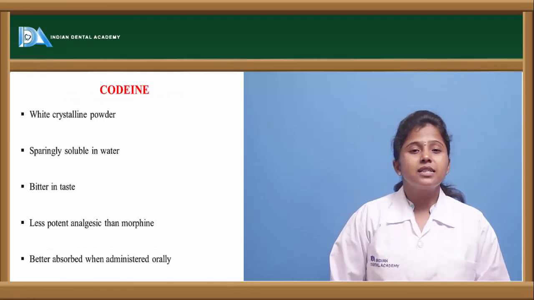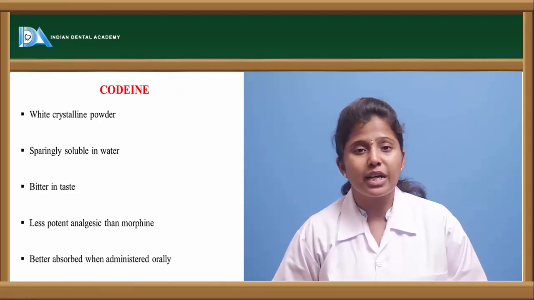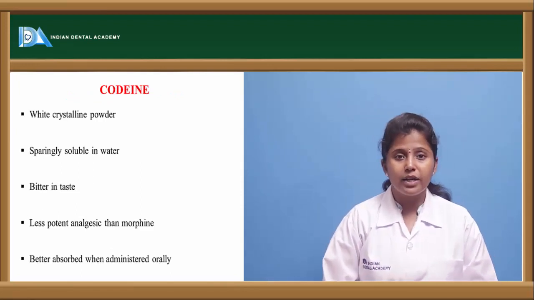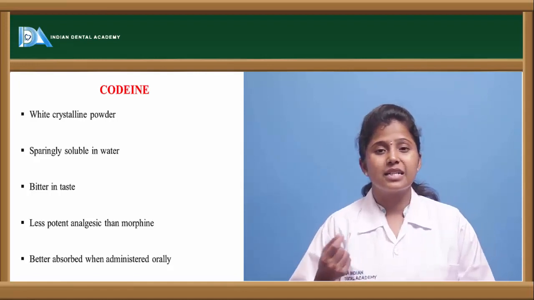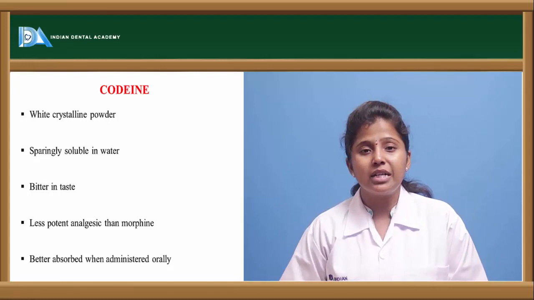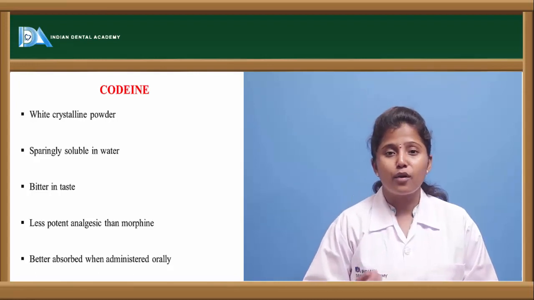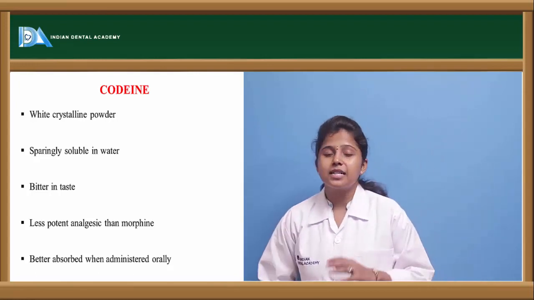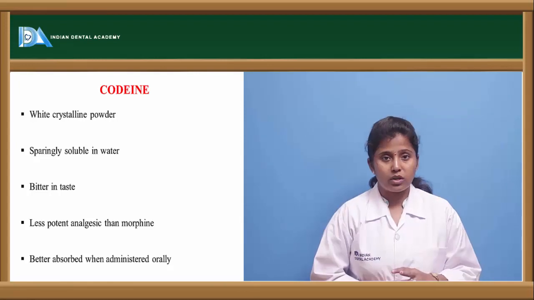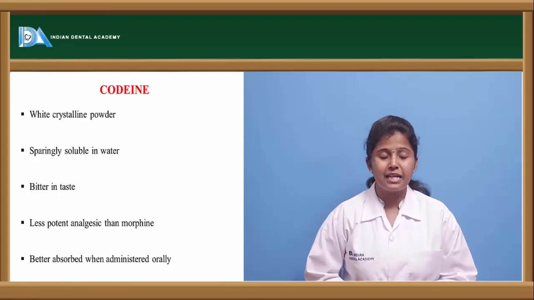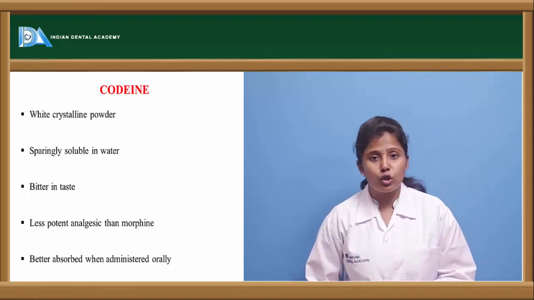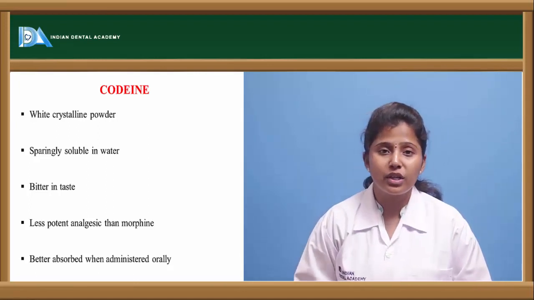The other drug is codeine. Codeine is also a naturally occurring plant alkaloid, and it is a white crystalline powder. It looks like crystals, white in color, and it is sparingly soluble in water. So if we put codeine in water, it does not get solubilized so easily. It is just partly soluble. Only a few percent of the codeine is soluble.